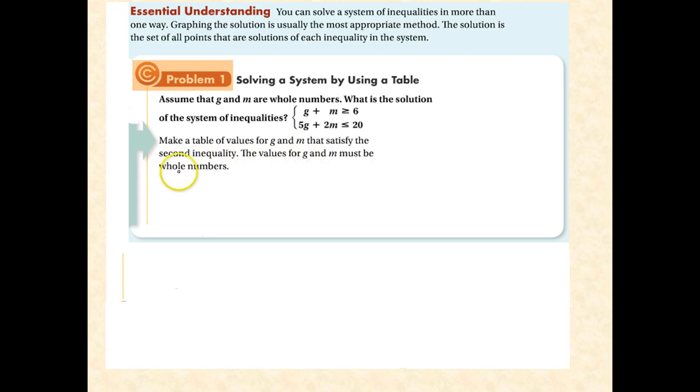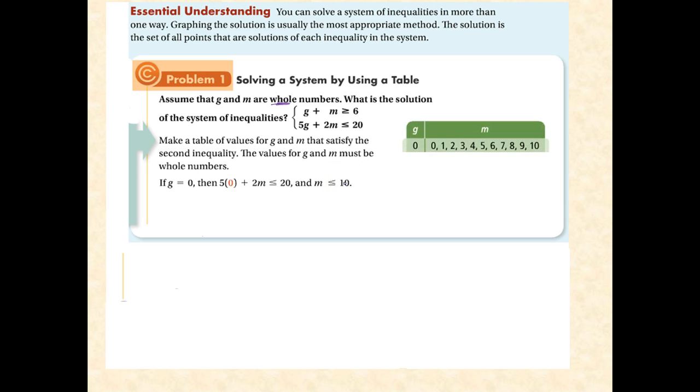The values for g and m must be whole numbers. Okay, so assume that g and m must be whole numbers. That's where that came from. So look, if g is 0, we're looking at the bottom one here. If g is 0, that's the lowest whole number. That's why we're starting there. Then we get 2m is less than or equal to 20. So m has to be less than or equal to 10. So here we can start our table. If g is 0, then m has to be less than or equal to 10. These are the whole numbers that are less than or equal to 10.